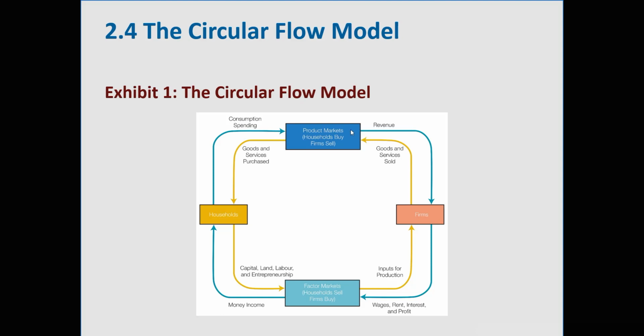So you can see that revenue is flowing. This is the cycle of revenue, and this is the flow of goods and services. Goods and services flow, factors flow. Here you have wages, rent, interest, profit flow, money flows, spending, and so on. So that's just the idea behind the circular flow diagram. That's it.